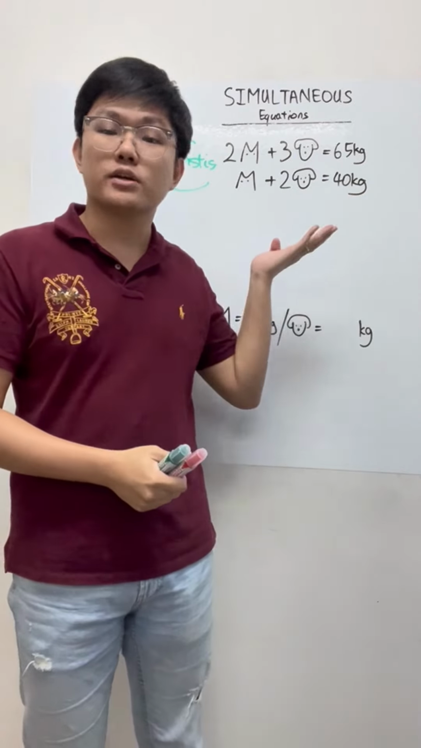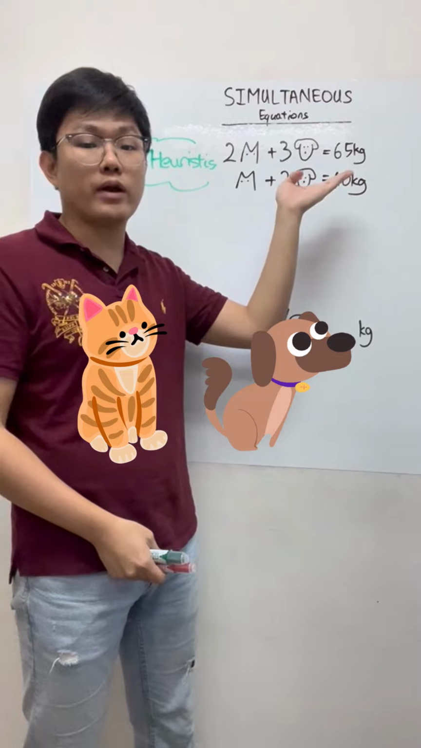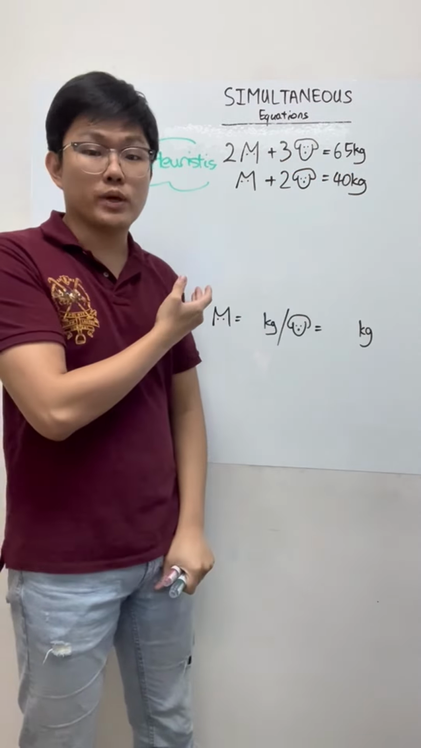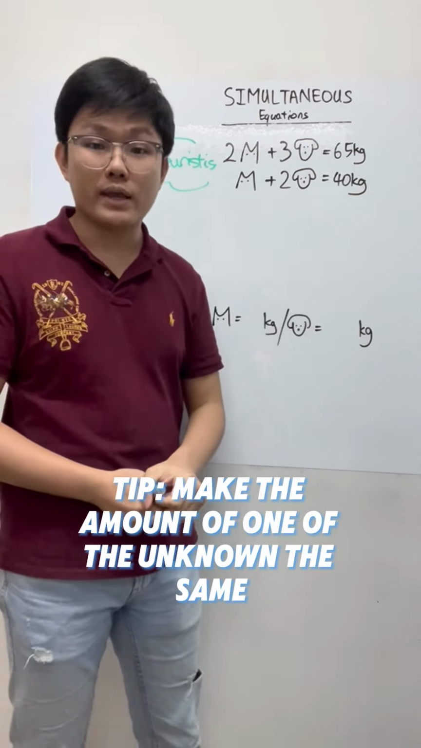Let's use this example here to solve a question. Let's say you are being provided 2 cats and 3 dogs equals to 65 kilograms, and a cat and 2 dogs weigh 40 kilograms. What do we notice inside these two equations? We see that none of these multiples are equal to one another. However, is there a way that we can make them the same?